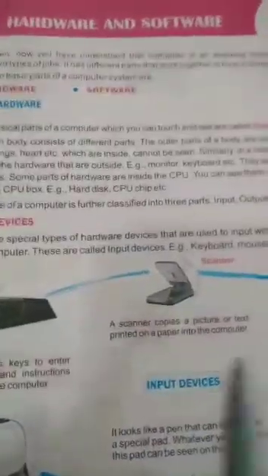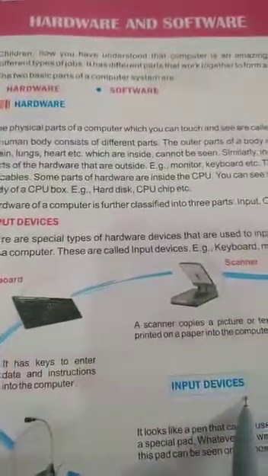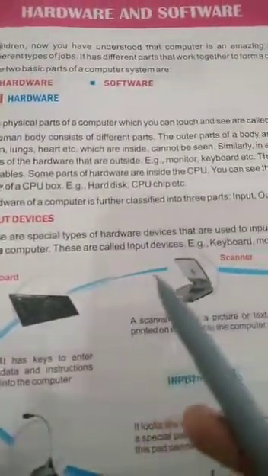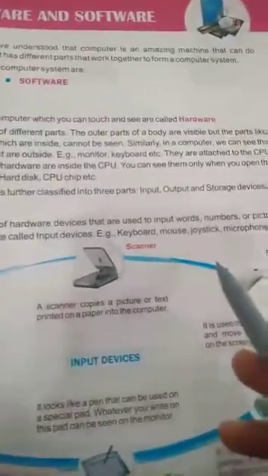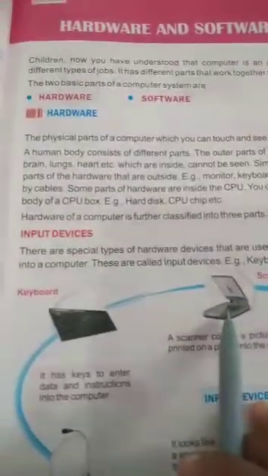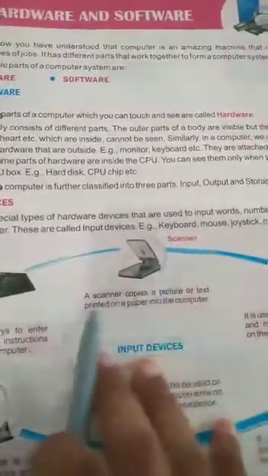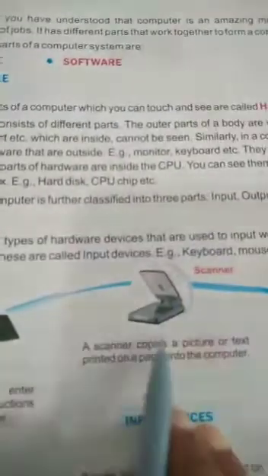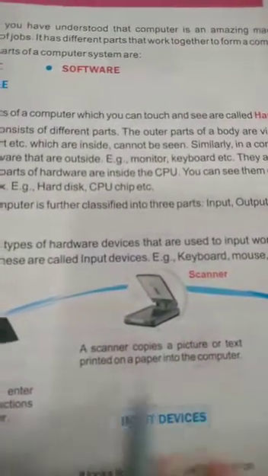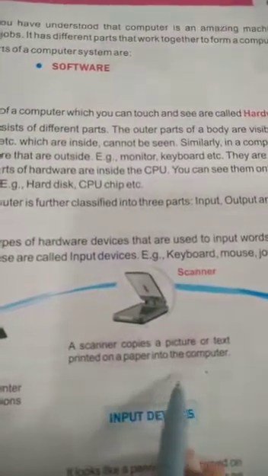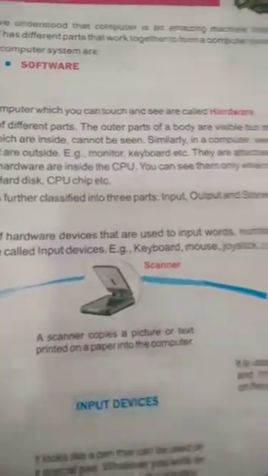So these are input devices. Examples: keyboard, mouse, joystick, microphone, etc. First is scanner. This is a figure of a scanner. What will the scanner do? Scanner copies a picture or text printed on a paper into the computer.